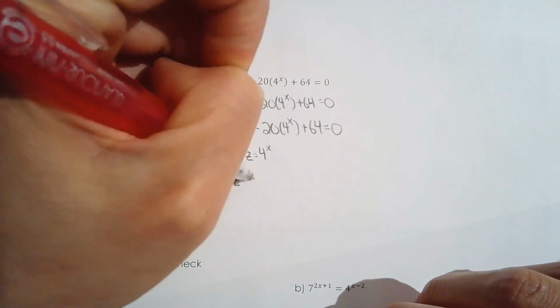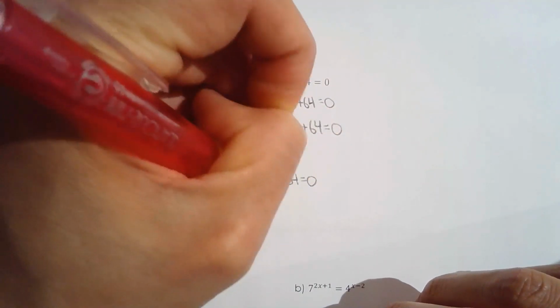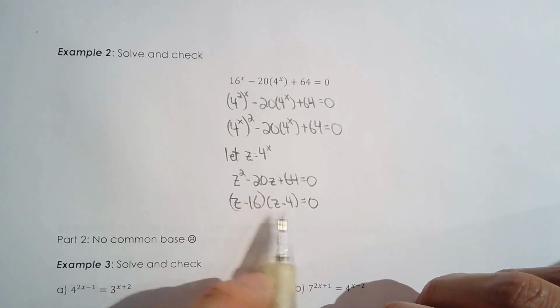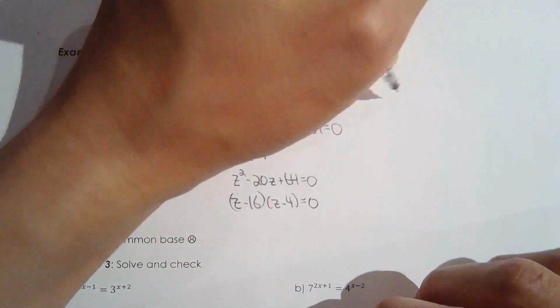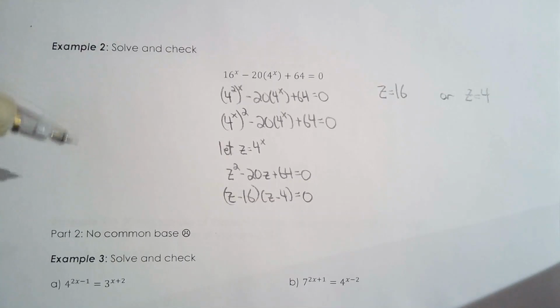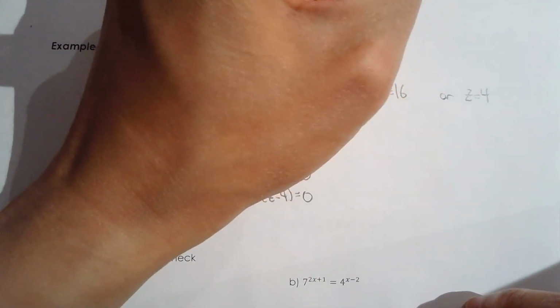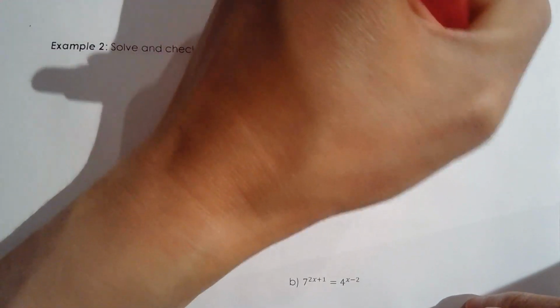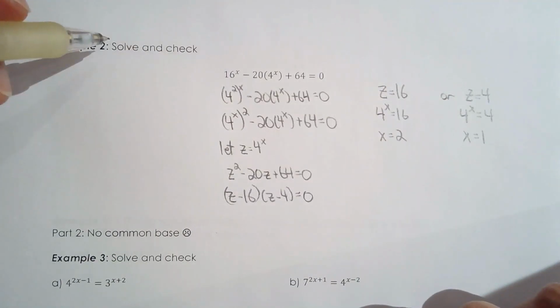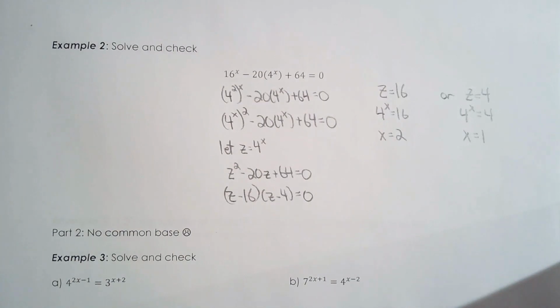So z squared minus 20z plus 64 equals 0. So (z minus 16)(z minus 4) equals 0. It's a simple trinomial: two numbers that multiply to 64 and add to -20, which are -16 and -4. Using the zero product property, z is equal to 16 or z is equal to 4. To be honest with you, I couldn't care less what z is. What I want to know is what x is. So I'm going to replace z with 4 to the x. You could change to logarithmic form, but hopefully you know 4 squared is 16 and 4 to the power 1 is 4. You should really check on your own time. Make sure 2 and 1 are correct, but I can assure you they are.